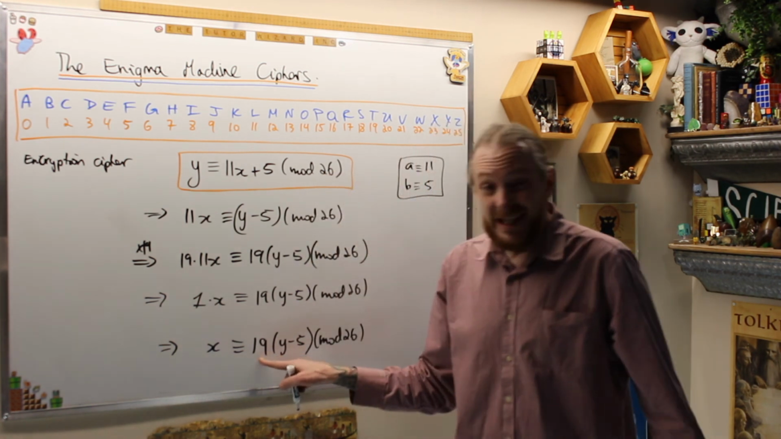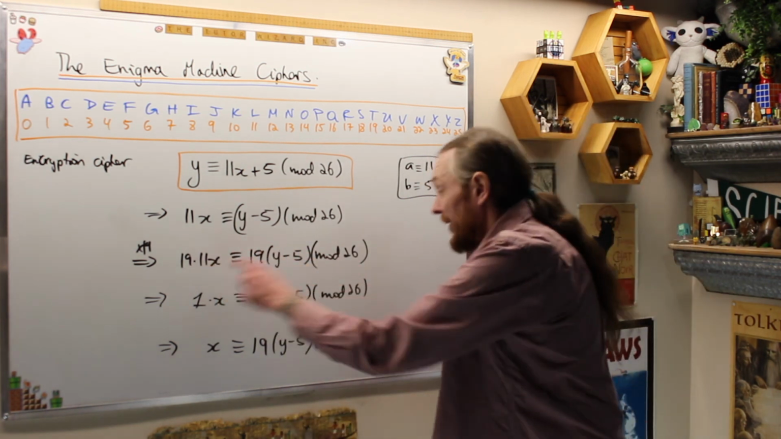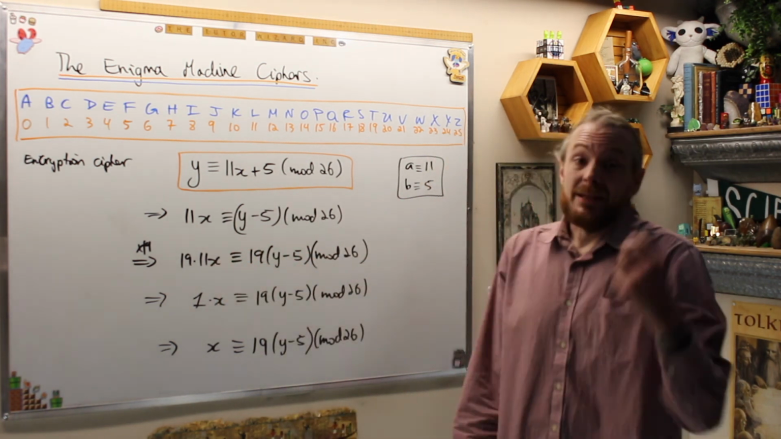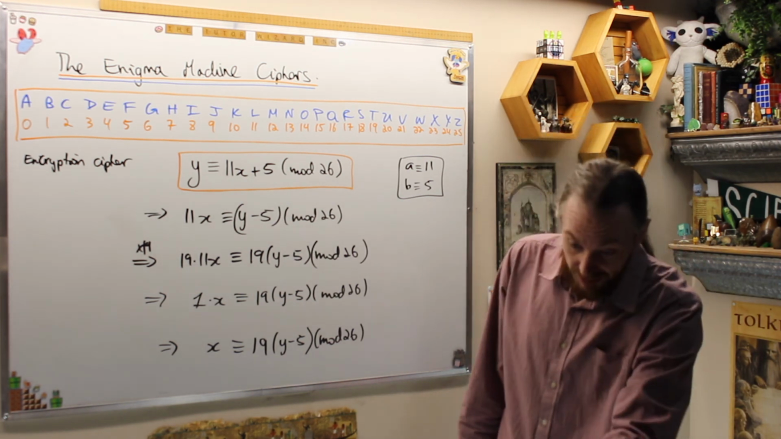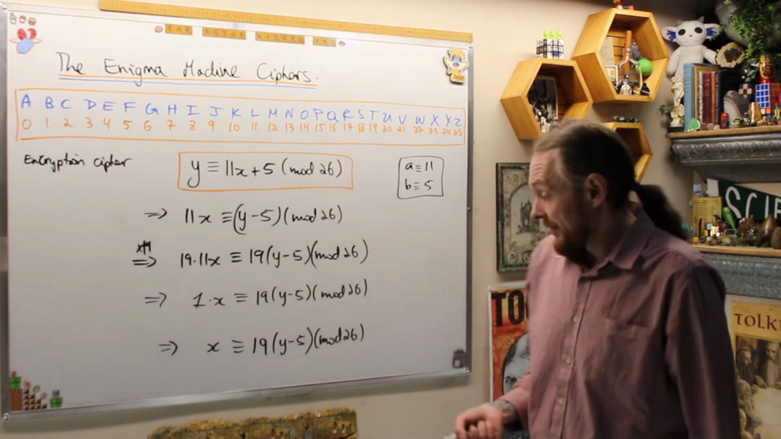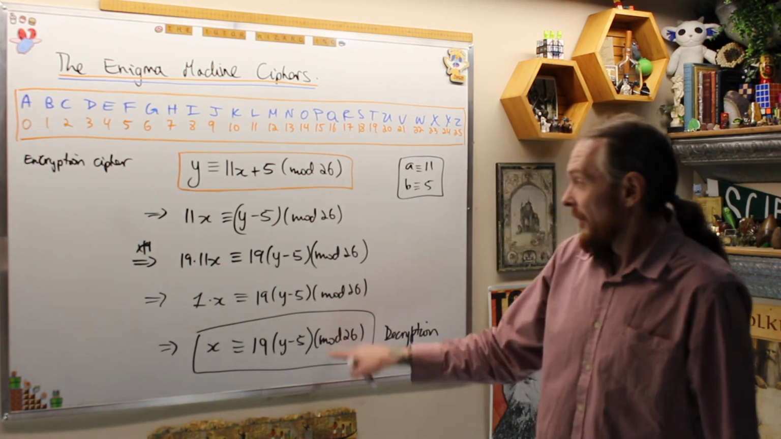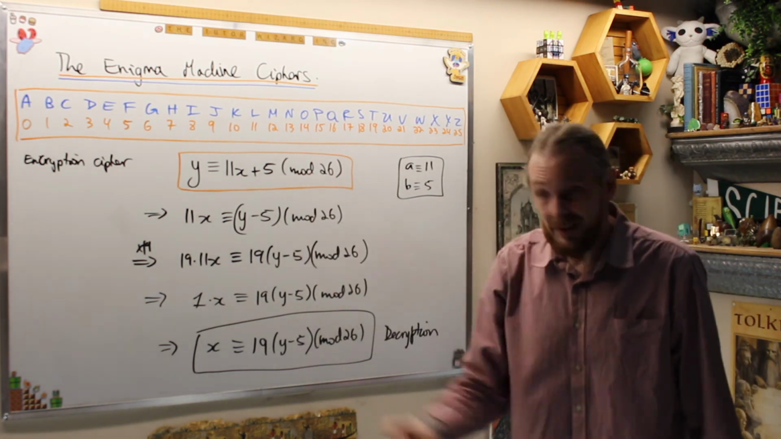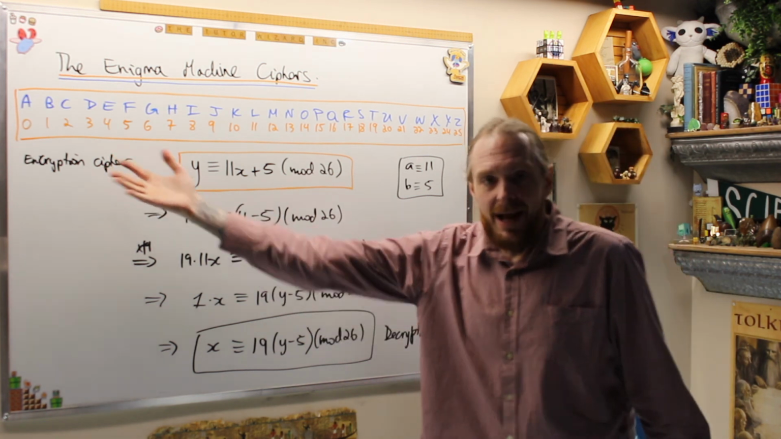And we knew 19, the inverse of 11 modulo 26, has to exist because 11 and 26 are relatively prime, and therefore I know that we can write 1 as a linear combination and then get rid of the term with the 26 in it and find the inverse of 11 modulo 26. This is the decryption cipher for this encryption Enigma cipher. Let's do at least one letter. If they encrypt a letter, how do I decrypt?